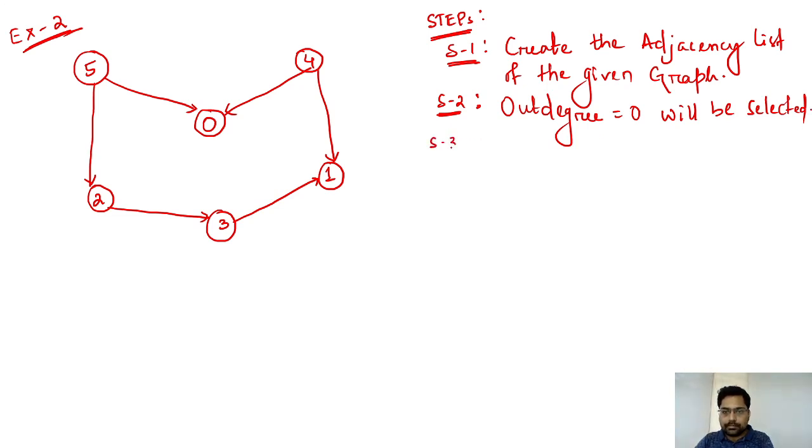Next, step 3: delete the selected nodes or vertices, but one by one. Okay.